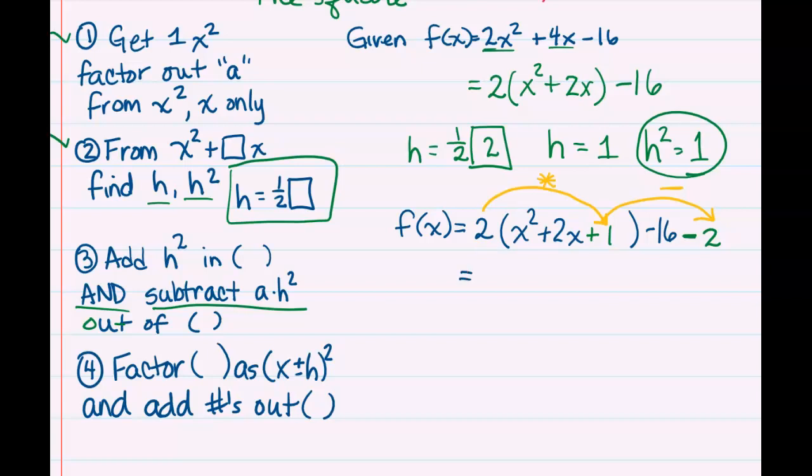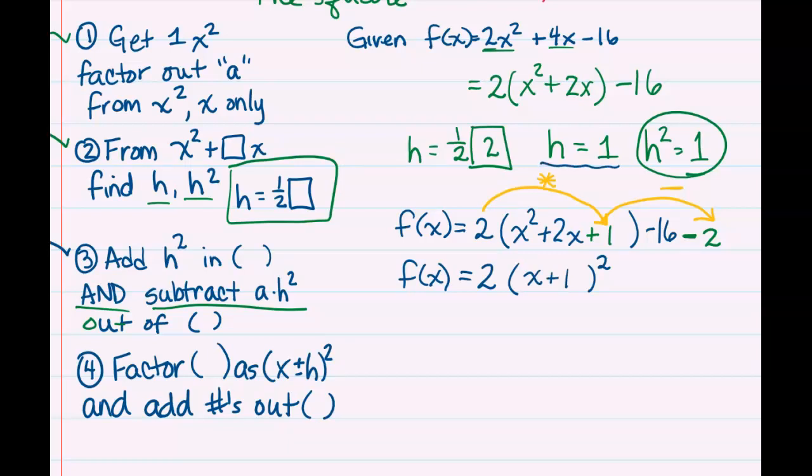So we did that on step 3. Step 4 says what you want to do for your f of x is to factor the parentheses. So I'm going to keep this 2, and I'm going to factor this parentheses as something squared. And it kind of tells me right here, it's going to have an x plus or minus some number. In our case, it's going to be x plus 1. Why 1? Because h is equal to 1.